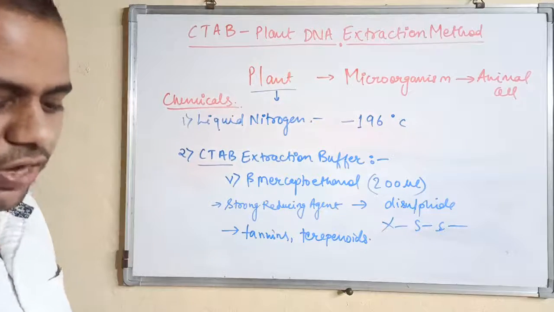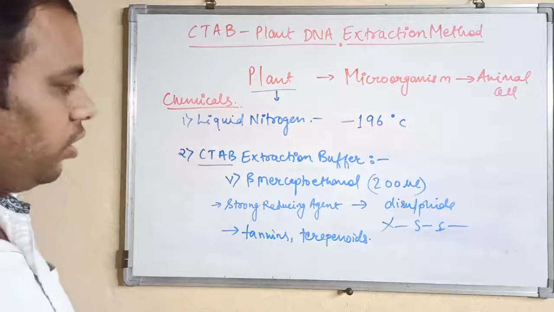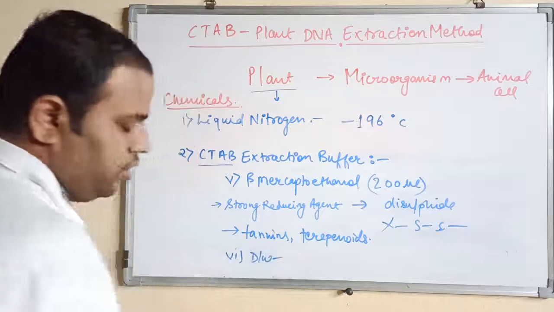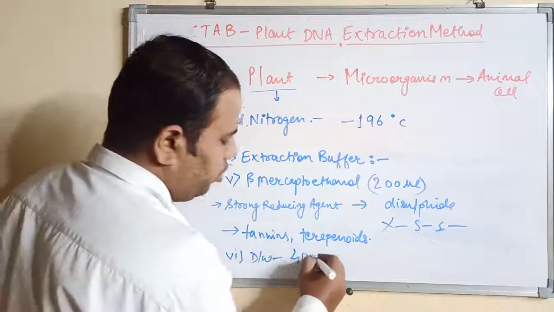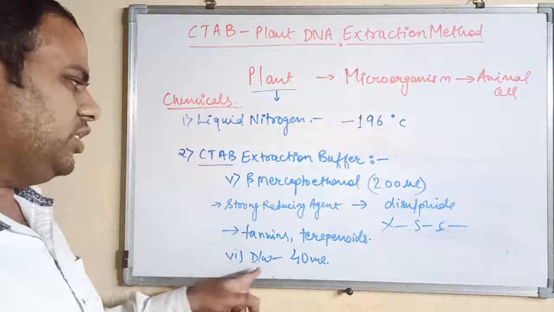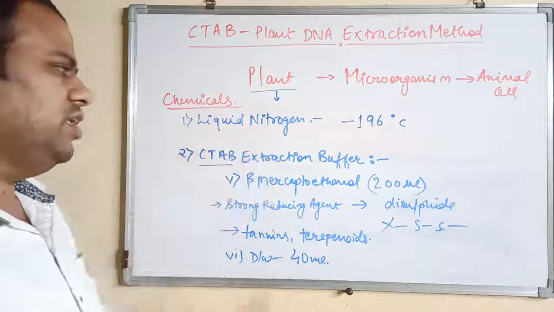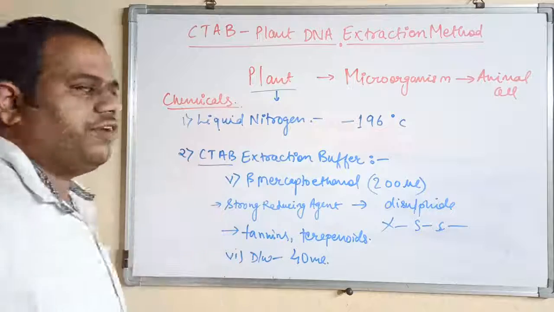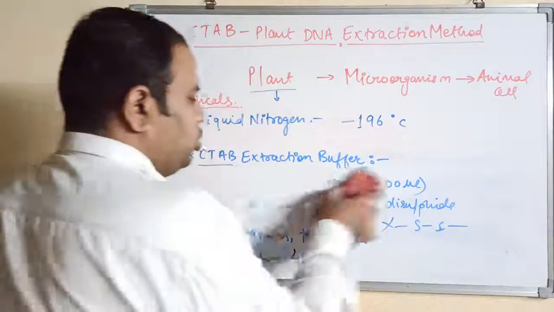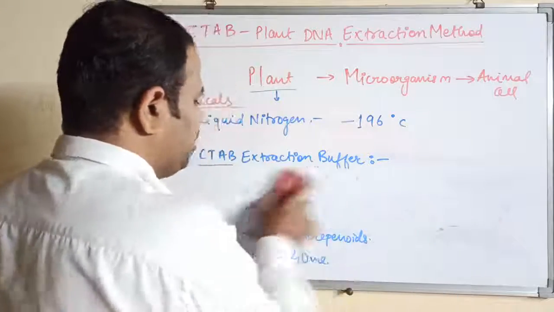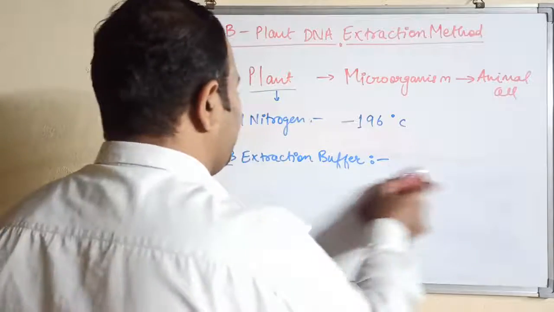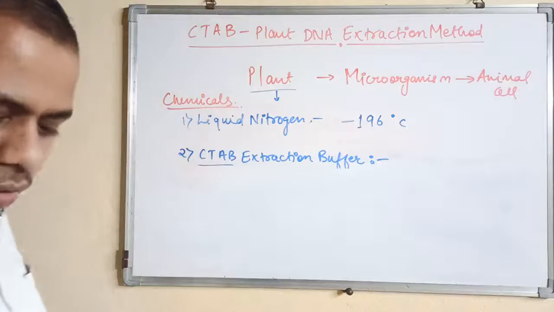Okay, so all these different components, and the last one, sorry, I forgot to mention, the last one here is distilled water. Obviously all the things have to be mixed in distilled water. The distilled water we have to take here is 40 ml. When you mix all these components in distilled water, the whole solution becomes CTAB extraction buffer. This extraction buffer is later used in the protocol for the CTAB plant DNA extraction. So this was all about the CTAB extraction buffer, the different components used for its preparation, and their roles.